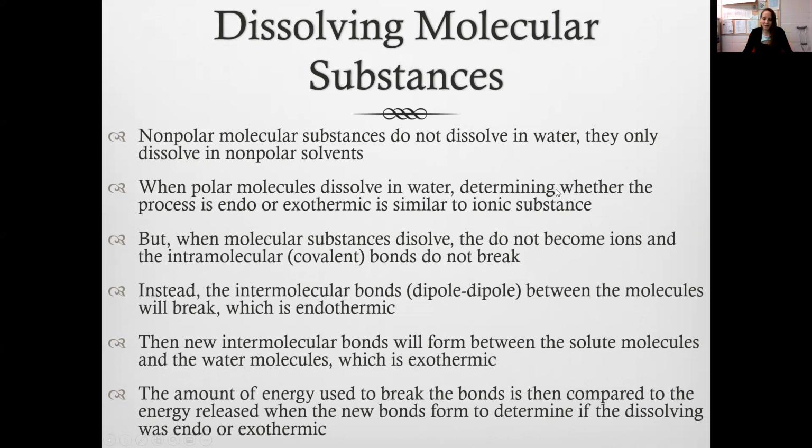Once again, you have to experiment to figure out if it's going to be endothermic or exothermic. However, when molecular substances dissolve, they don't become ions. They actually don't break the intramolecular bonds at all, those covalent bonds. And instead, you just form an intermolecular bond, the dipole-dipole. Those molecules will break apart, and that's going to be endothermic, and then new intermolecular bonds will form, which of course is going to be exothermic.